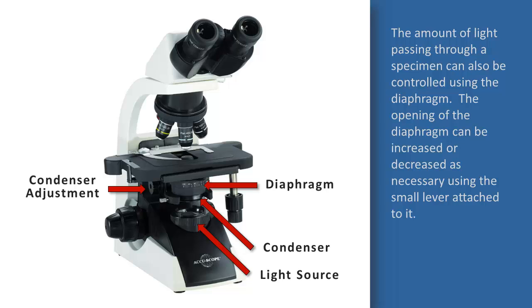The amount of light passing through a specimen can also be controlled using the diaphragm. The opening of the diaphragm can be increased or decreased as necessary using the small lever attached to it.